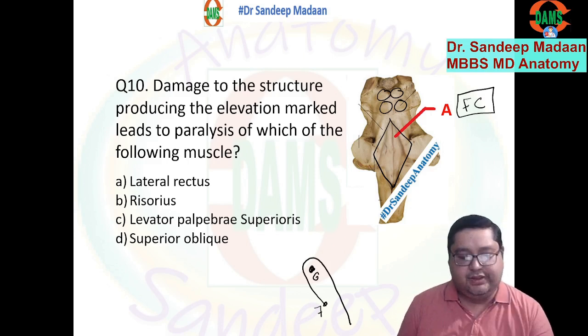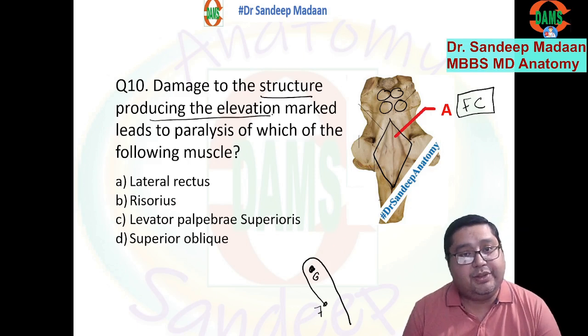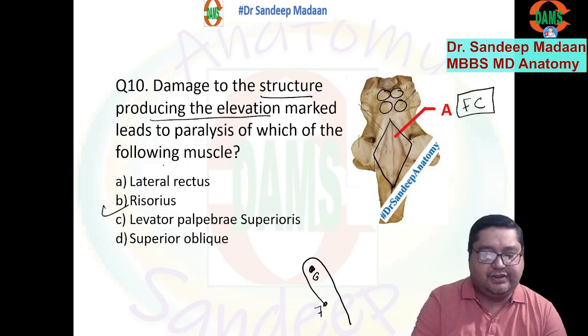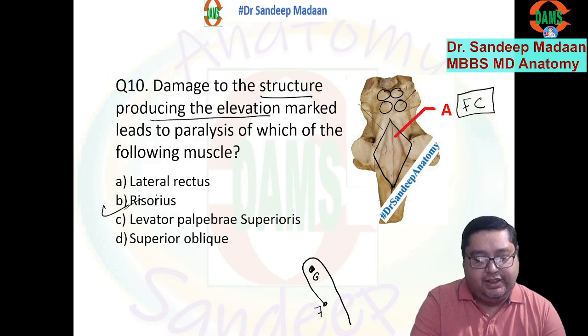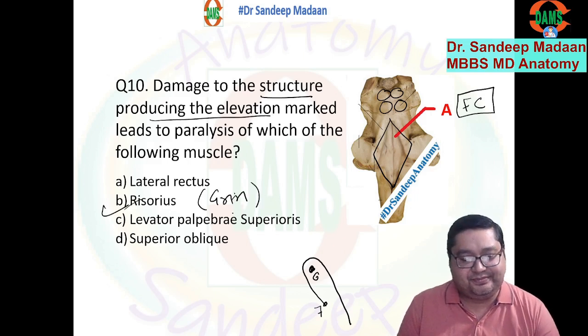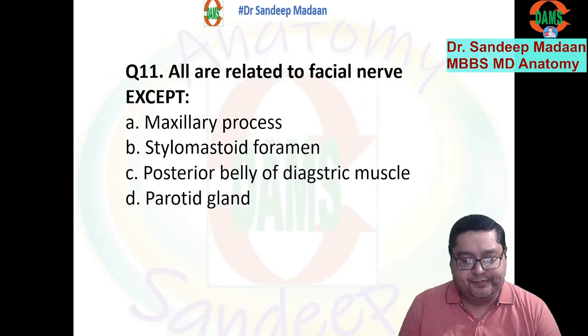Correct? So the question says damage to the structure producing the marked elevation. Who is producing it? The seventh nerve. So if that is damaged, the seventh nerve is gone, and that's why the answer will be risorius. Why? Risorius is a muscle of facial expression. It does the grinning. That's one type of facial expression. Right? This is what you can see in the large picture.